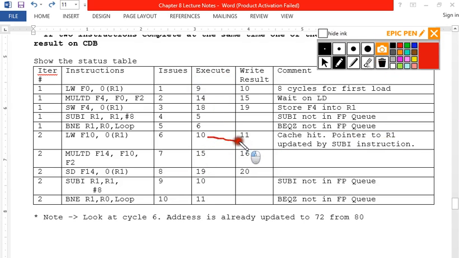So here, then we add 1. We have 11 plus 4 because multiplication here takes 4 cycles. And we have 1 more. Store takes 3 cycles here. 16 plus 3 is 19.